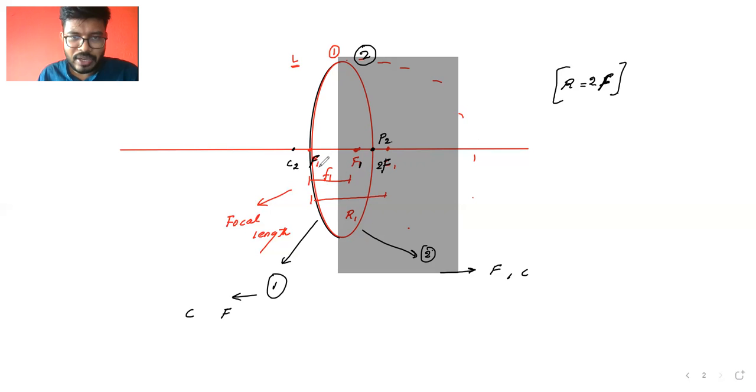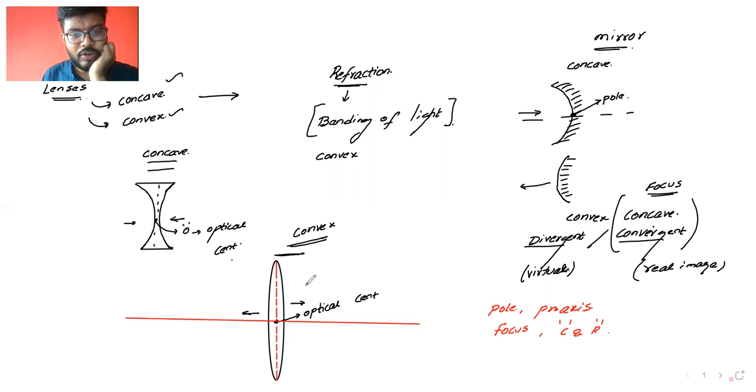Same thing here also towards your left side. So it is your focus F2 because it is a second curve. Okay, so it is a first curve and second curve. So it is your F2 and it is your C2. Instead of C2, you can write it as your 2F2. Remember these points. Okay, now we'll discuss about your convex.